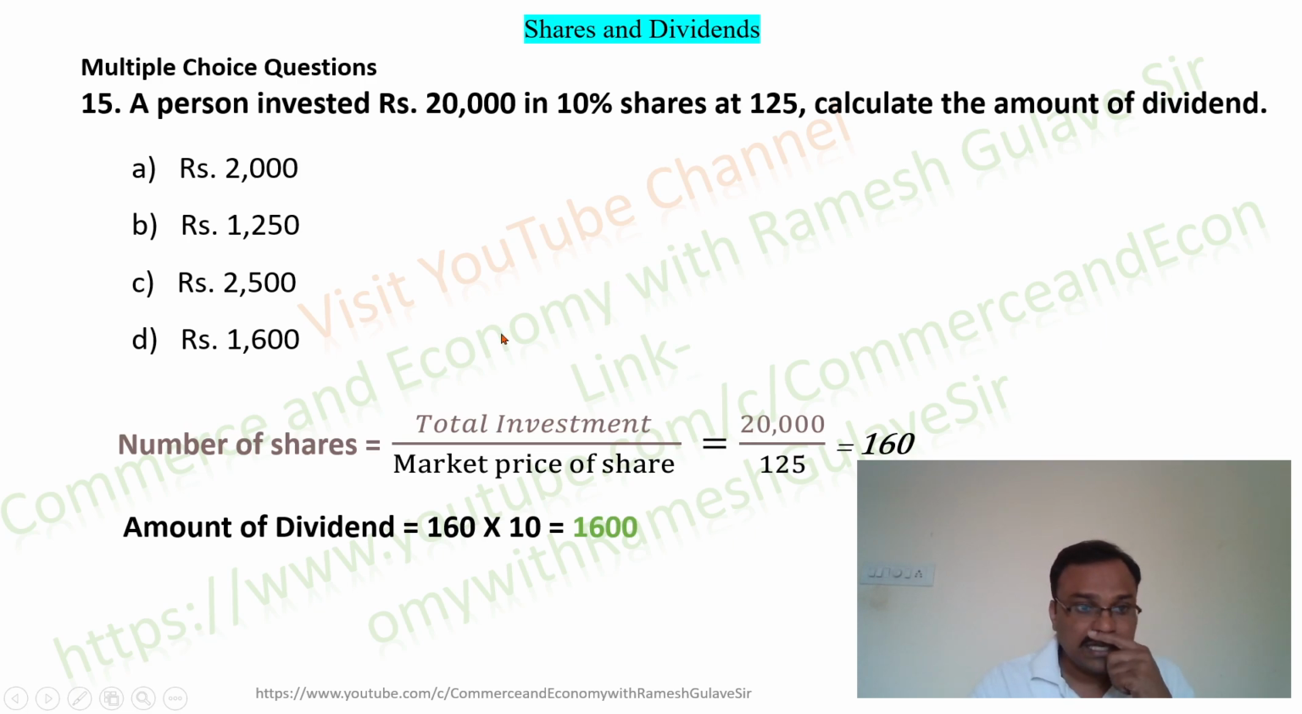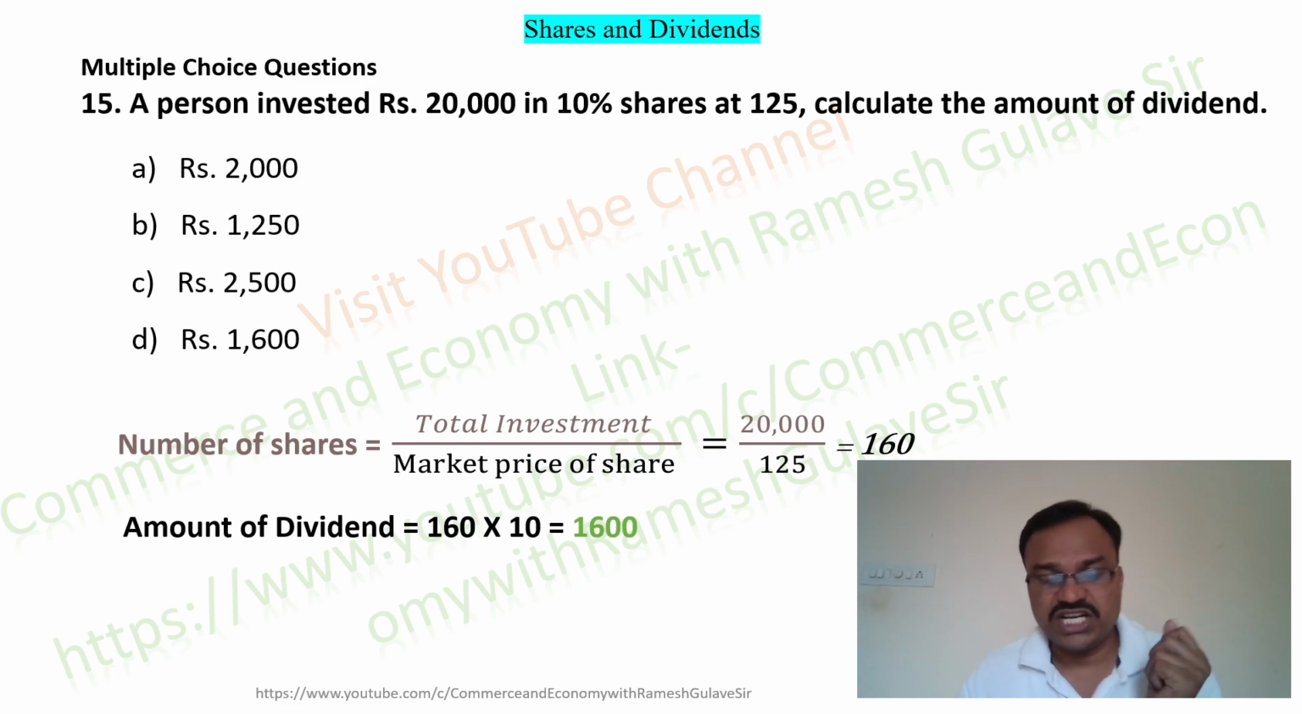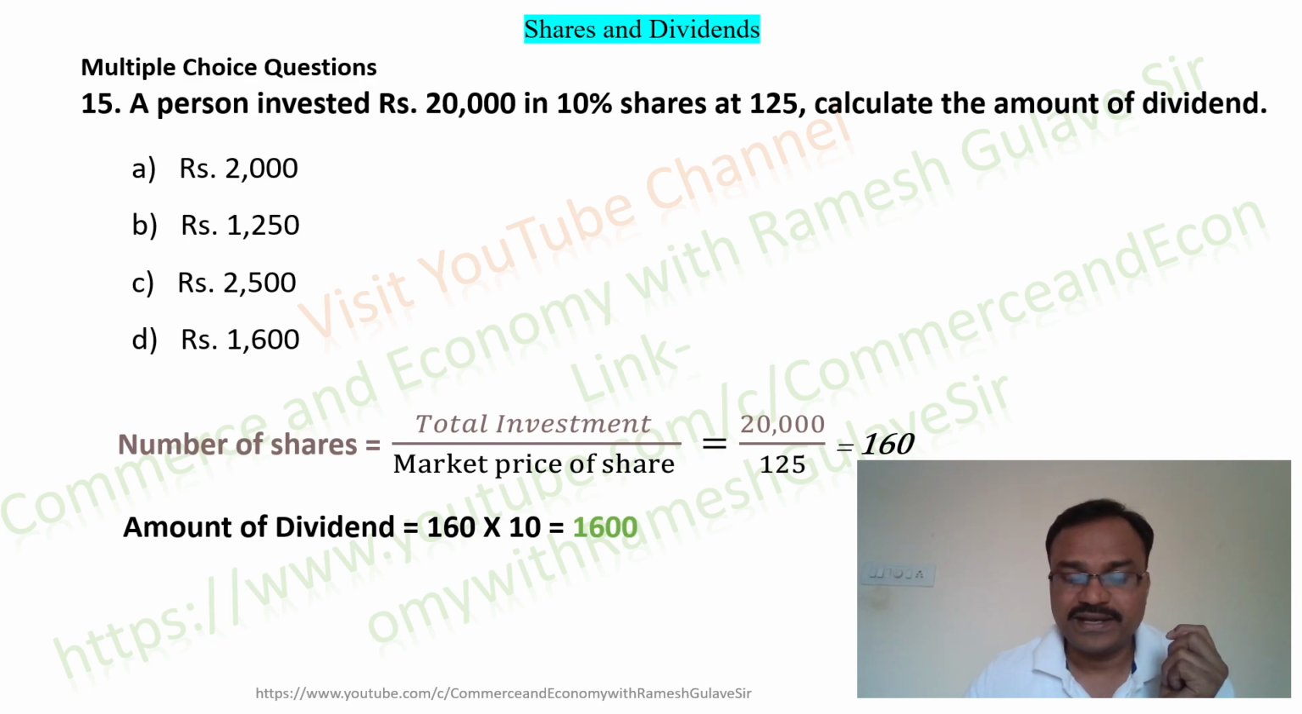So first we have to calculate the number of shares. For that we can use this formula: number of shares is equal to total investment divided by market price of share. So in this question, a person has invested 20,000, so 20,000 divided by 125 gives 160. These are the total number of shares. It means the person will get 160 shares of the company, right?